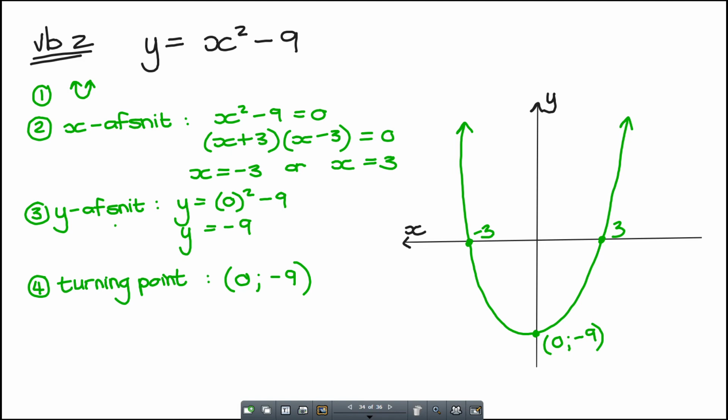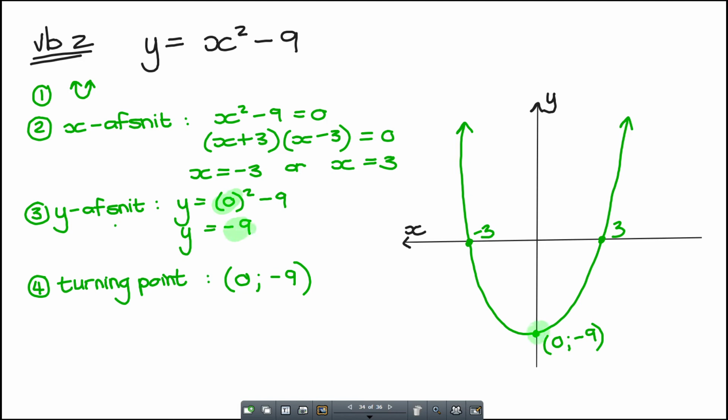Is julle klaar? Hands up, you're still busy? Good. Kyk, kom ons kyk gou. First things first, it's a positive graph, né? X afsnitte gaan kry, I make y 0. So then you would have to go and factorize. So I'm going to get x plus 3, x minus 3. En dit beteken dat x minus 3 is en positief 3 en daar wys ek hulle vir jou. Okay, then I want to get the y-intercept. So I make x 0 en dit beteken dat y dan nou minus 9 is.